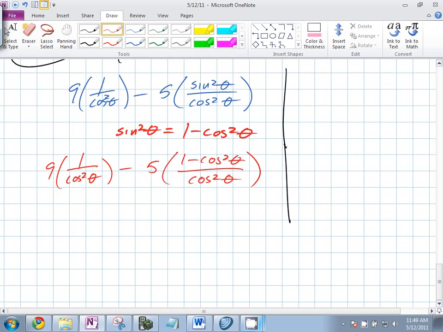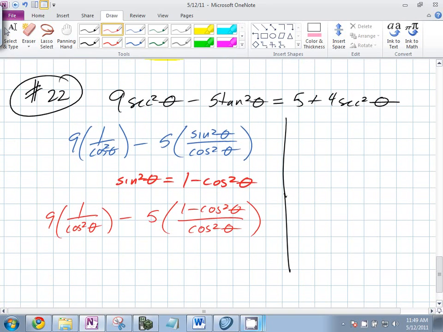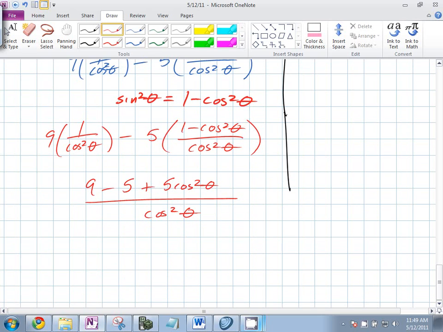Now, does this clean up real nice? What do you think? You think it does? I don't know. What should I do? You distribute the 9 and 5 into the... Add them. We have the same denominator, right? So 9 minus 5 plus 5 cosine squared theta all over what? Is that correct? So what's 9 take away 5? 4 plus 5 cosine squared theta all over what?